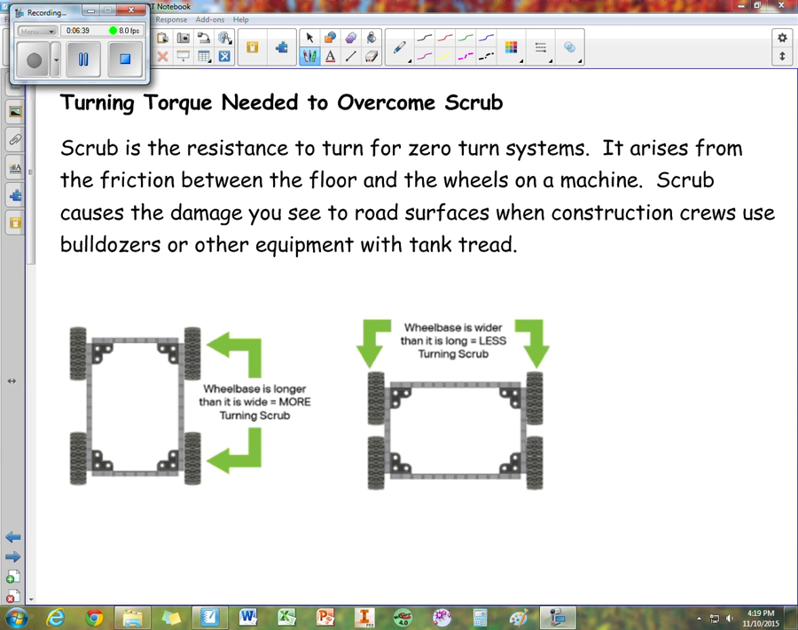When you look at a road surface, if you see damage after a construction crew has been through, that's usually because of the scrub between the tank tread on bulldozers and backhoes. That tank tread has a lot of scrub in it, and that can do a lot of damage to the roads. Now, if you design your robot with a long wheelbase, it's going to have more turning scrub than a wider wheelbase. And let's talk about why that is.